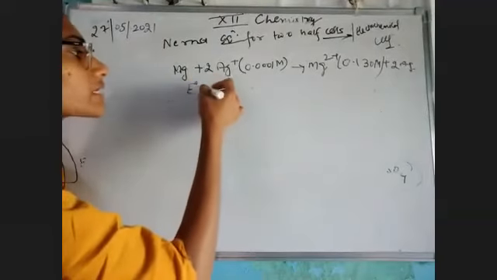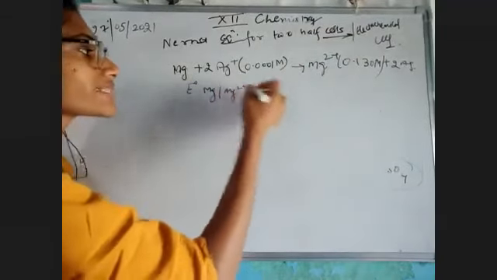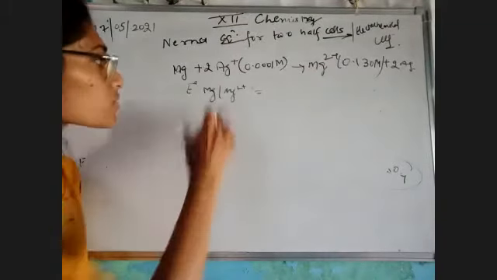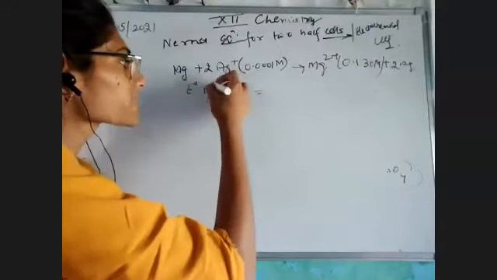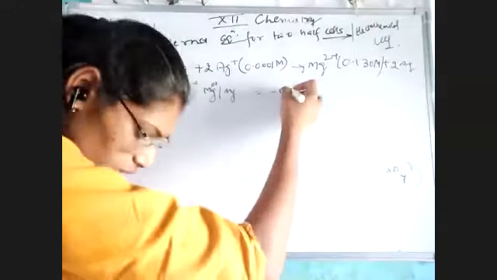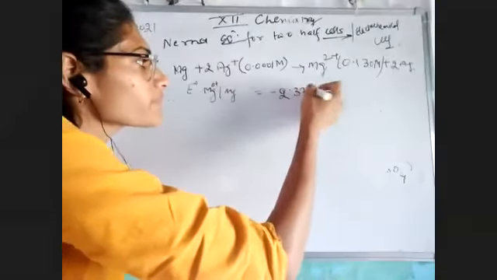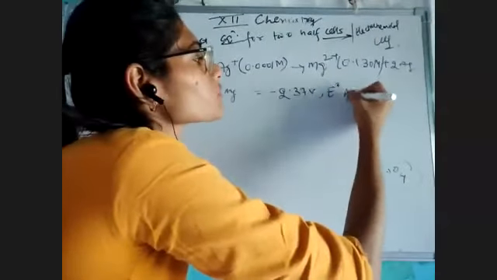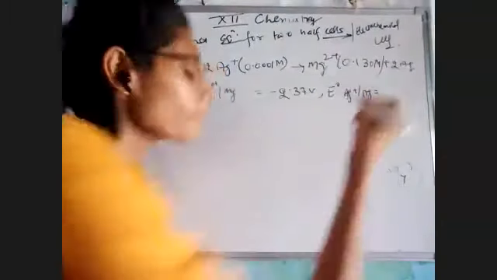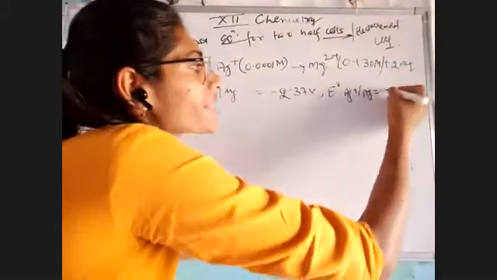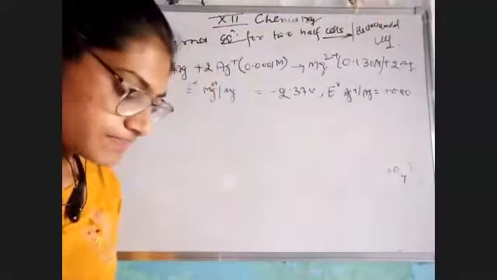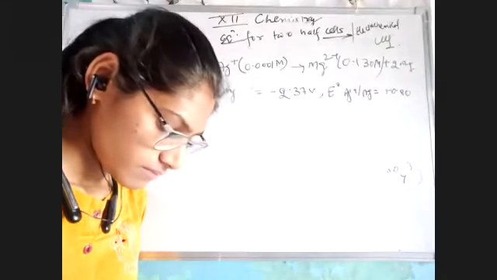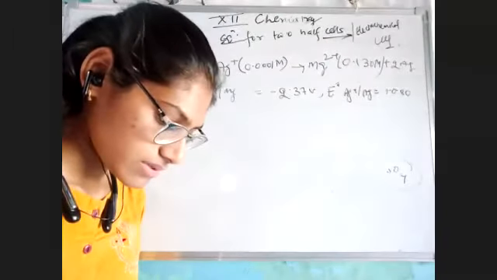We have been provided with E naught of oxidation that is equal to, sorry, that means reduction potential is over there, minus 2.37 volt. Same as it is, we have been provided with E naught of silver positive equal to plus 0.80. Okay, just give me a second, please.